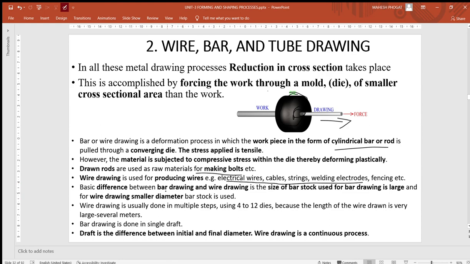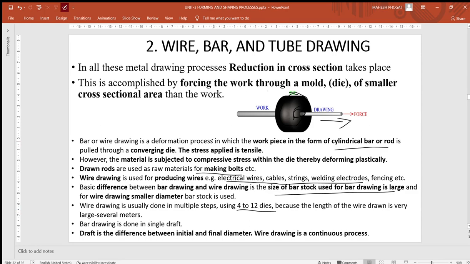The basic difference between wire drawing and bar drawing is that the size of the bar stock used is large for bar drawing, whereas for wire drawing it is smaller in diameter. You can understand the diameters of the bar and the wire are totally different. For the bar stock, a very large diameter is required, whereas for the wire, a thin or small diameter is required. Apart from that, when you go for wire drawing, nearly 4 to 12 dies are used.